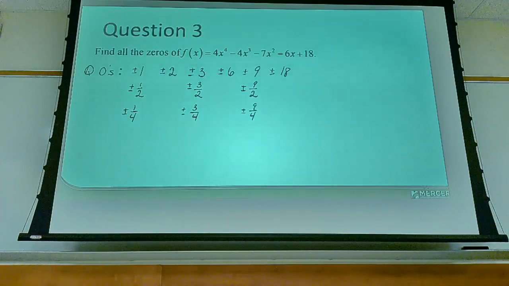So we'd have to check all those. Oh, you hope you don't have to check every single one. Hope that you get lucky enough where you pick some and you find the zeros you need before you exhaust the list.